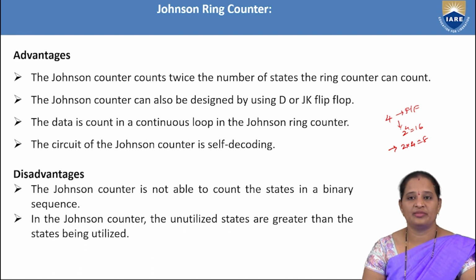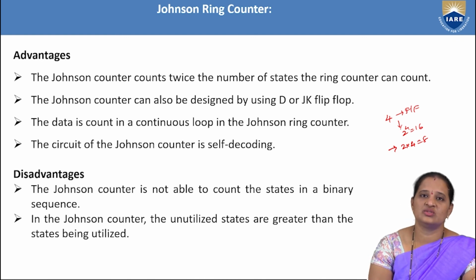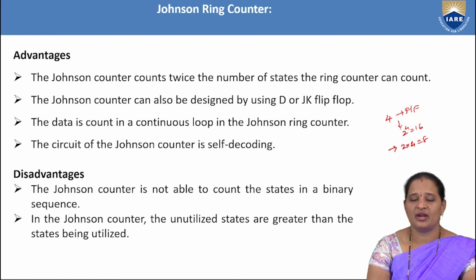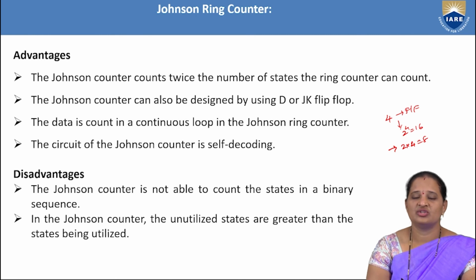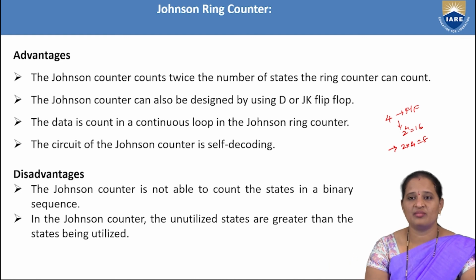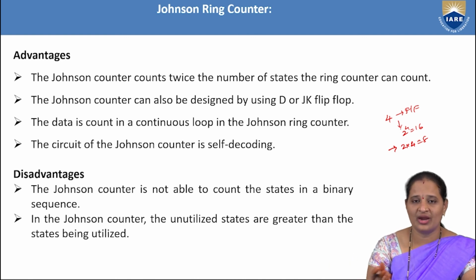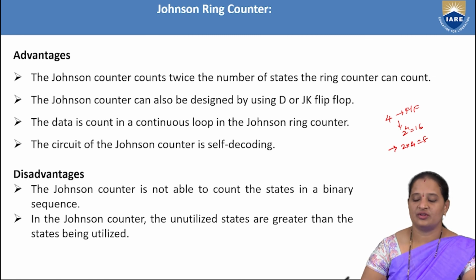Also, one more drawback of the Johnson ring counter is that the unutilized states are greater than the states being utilized. Even though we have 8 states counted, we cannot count all the states. That means when compared to the ring counter, the states that can be counted are increased, but it is not utilizing all the states. That is a major drawback of the Johnson ring counter.